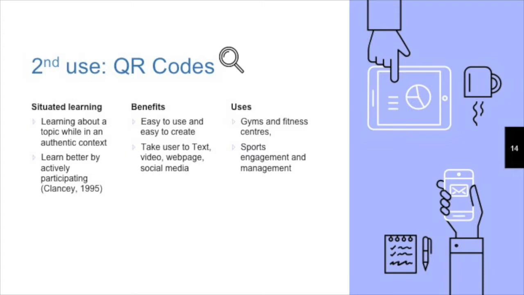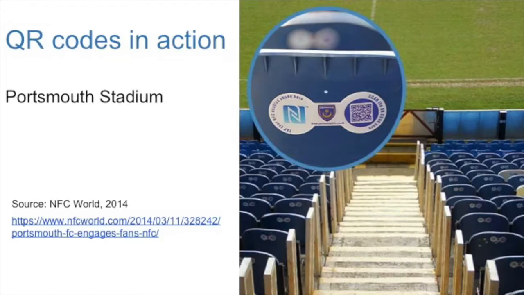Applicable to sports science, QR codes could be placed in gyms. Scanning the QR code would take the user to a video of how to perform the lift correctly. QR codes also have a role to play in sports marketing and engagement. For example, Portsmouth FC has QR codes at their stadium. They take the patrons to a site where they can vote on their choice of man of the match.